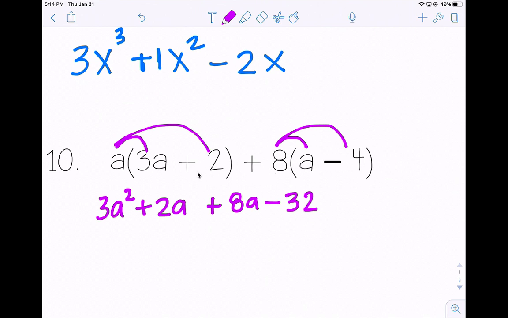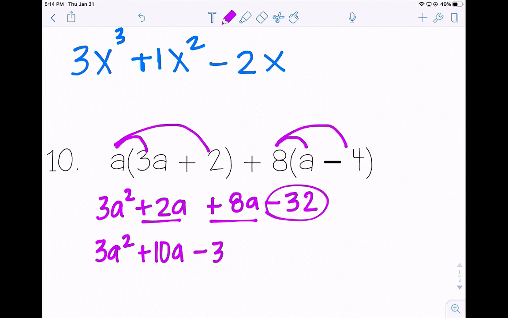Next step would be to combine like terms. So I have 3a squared. I don't have any other a squared, so I don't have any terms to combine with that. Then we have a positive 2a, so we look for other just a's, and right here we see plus 8a. Those can be combined, so that's going to be plus 10a. And then we still have this minus 32 on the end. I don't have any other constants to combine, so that is it. So 3a squared plus 10a minus 32 is our final answer.